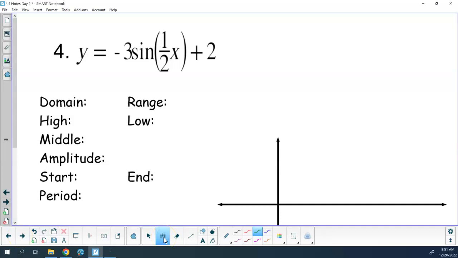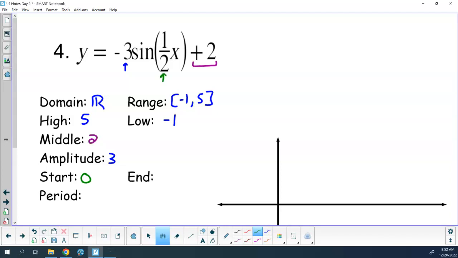Alrighty. So this puts my middle at 2. This gives me an amplitude of 3. That means that 2 plus 3 is 5 would be my high. 2 minus 3 would be -1 for my low. So my range is from -1 to +5, and we go through all the numbers. We start at 0.